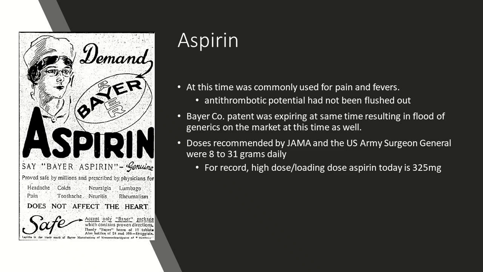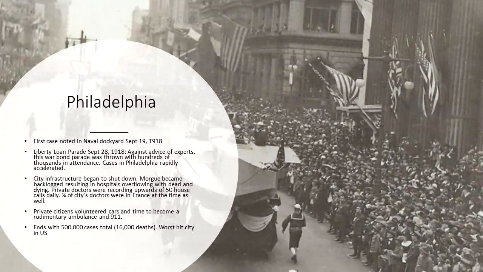So one particular case to discuss during the second wave is Philadelphia. I discussed how local governments were left to fend for themselves and how they responded to this virus. And Philadelphia is the case example of what not to do. The first case noted in Philadelphia was in a naval dockyard on September 19th, 1918.